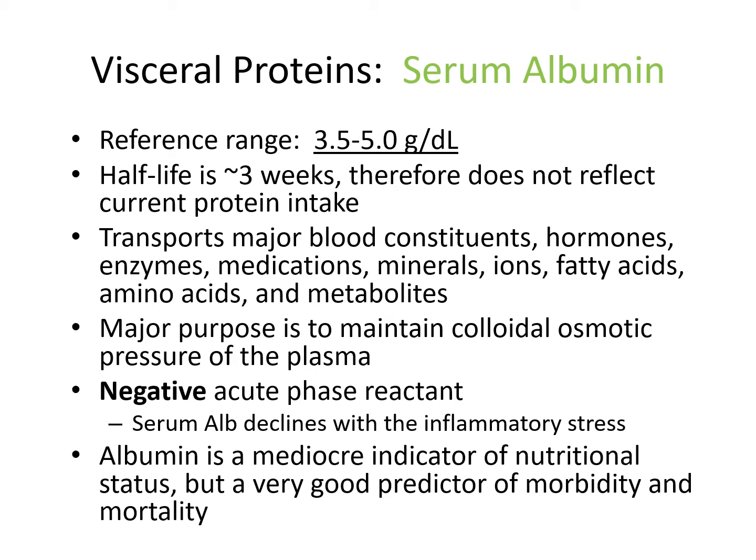The major purpose, though, is to maintain colloidal osmotic pressure, so we'll talk about the maintenance of blood pressure. It is a negative acute phase reactant, so it decreases in times of stress. And albumin, again, as we said, is a mediocre indicator of nutrition status, but it's a very good indicator for morbidity and mortality. So the worse someone's albumin is, the more likely they are to be very sick or dying.